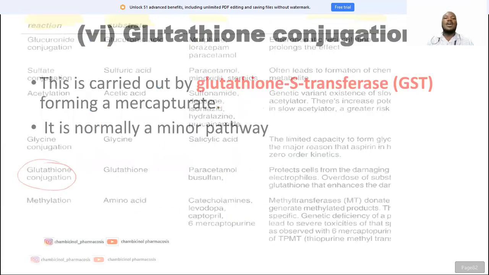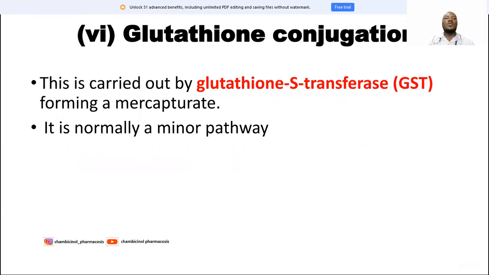Another type of reaction that occurs in phase 2 is glutathione conjugation. It is carried out by glutathione S-transferase, forming the mercapturate. This is very minor, but glutathione is very important for maintaining the integrity of the red blood cell. So if a drug has a tendency to complex with glutathione, it forms a polar compound which can be excreted.